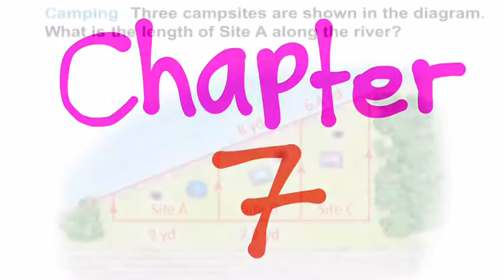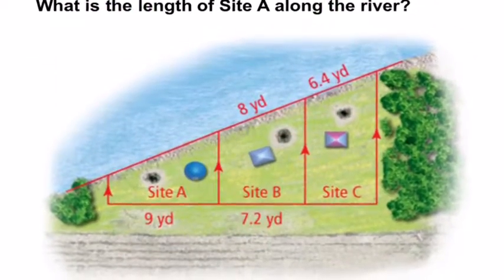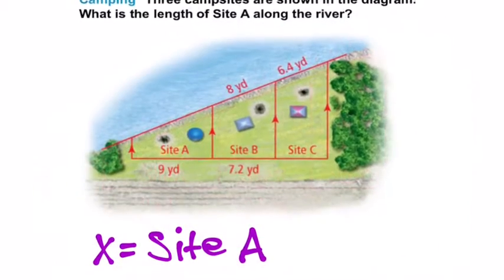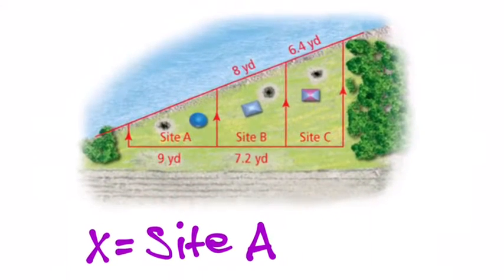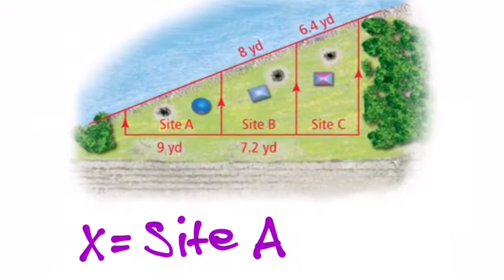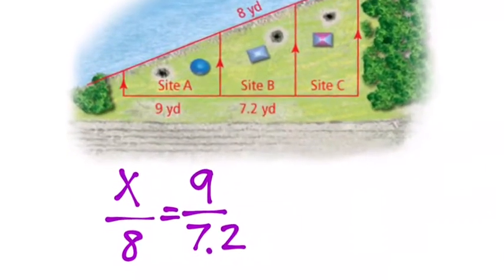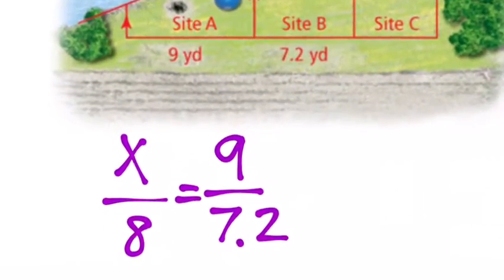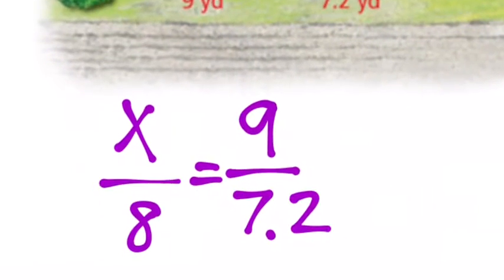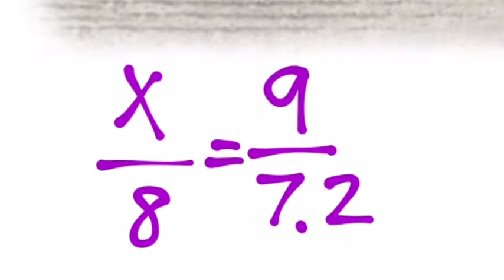This problem is from Chapter 7, Finding Length. Let the variable x represent site A, in other words, the site that we do not have a measurement for. Here is an equation that we will set up so that we can find the value x. This is also the corollary to the side splitter theorem.